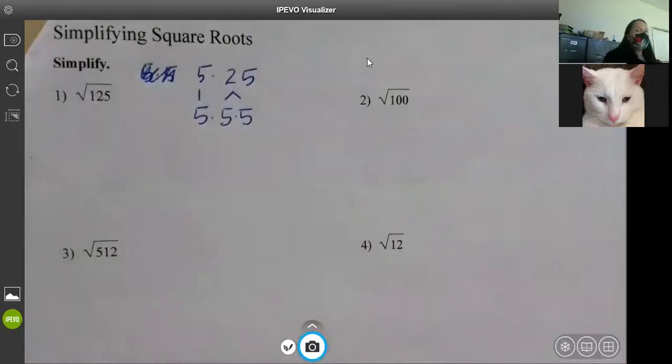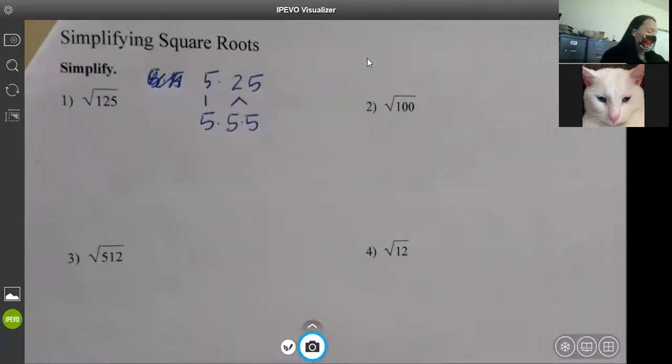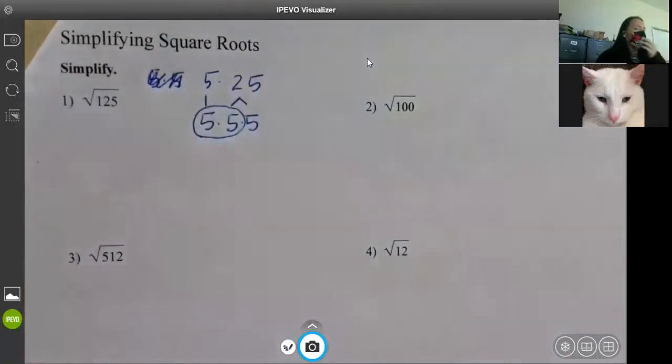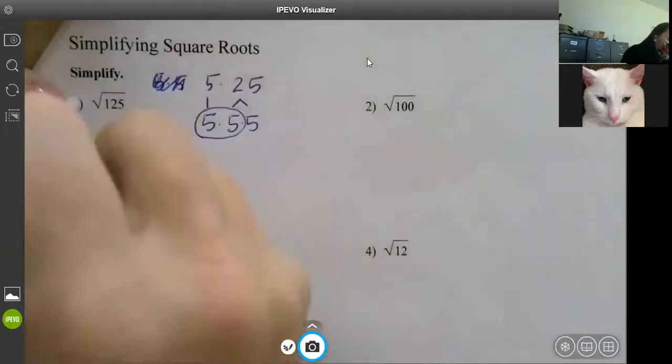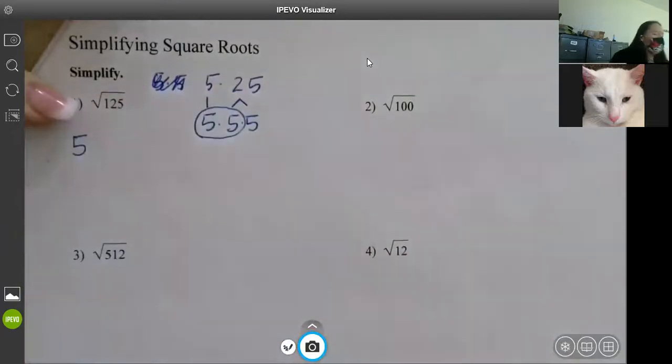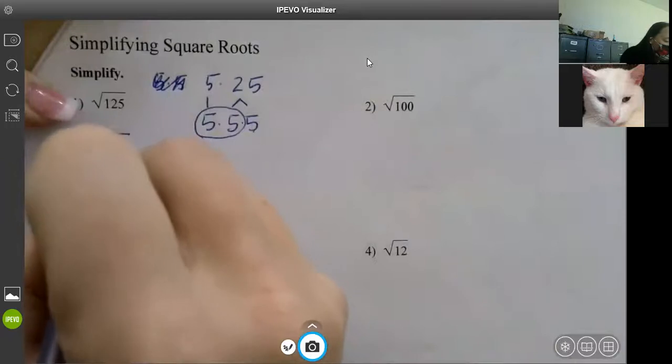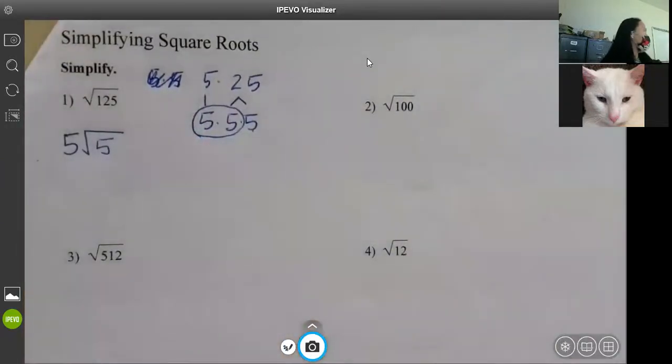So when you do square roots, what you're looking for is a pair of numbers. So we have a pair of 5s. Whatever you circle goes outside of that square root sign. So we had a pair of 5s that come out. Whatever you don't circle goes back under the square root. That's how simple it is. Sometimes you won't be able to simplify it. So you just start with the numbers.